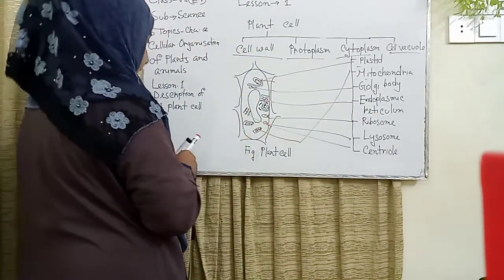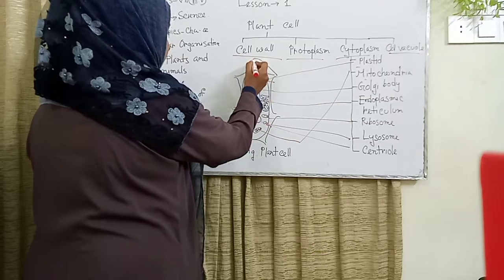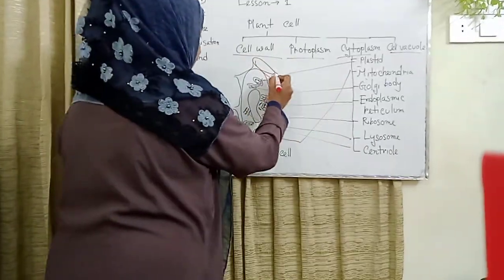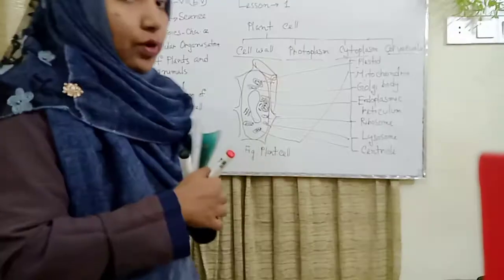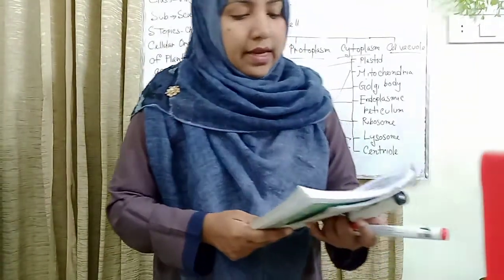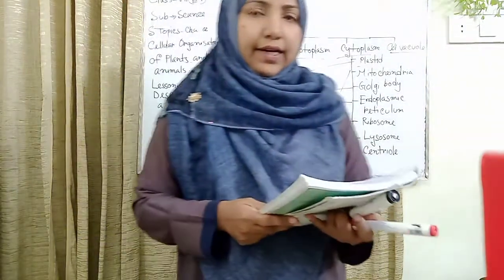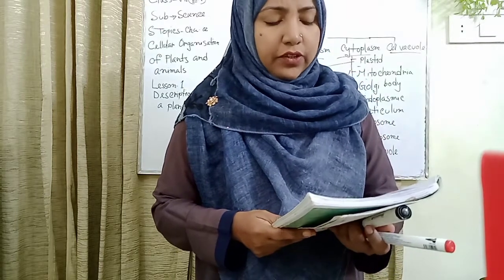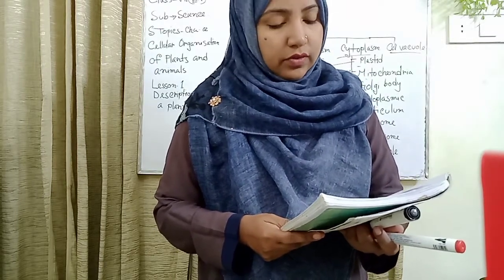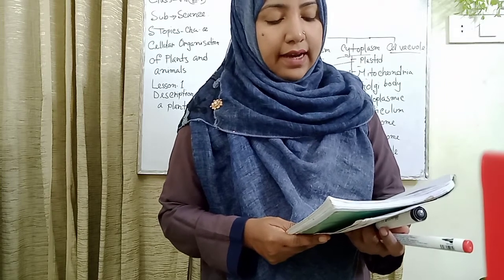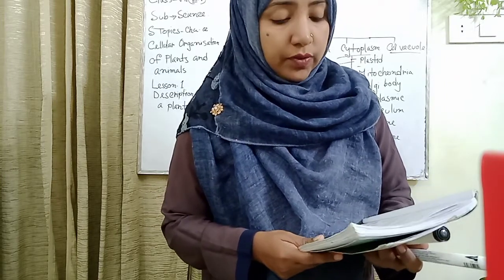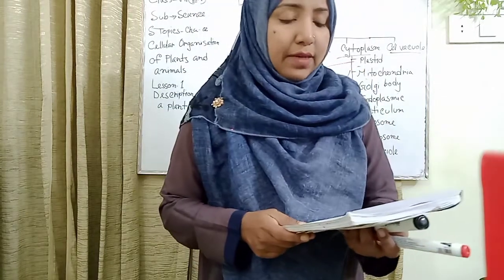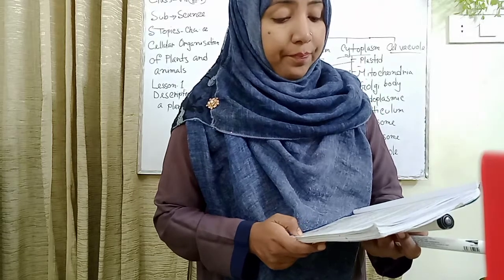Again I show this structure, basically the outer layer in the plant cell. Another name is the cell wall. In a plant cell there is a hard and thick non-living wall which is called the cell wall. It is composed of cellulose. Please everyone underline this, cellulose. Animal cells do not have this wall. It is covered with a thin membrane called the plasma membrane.